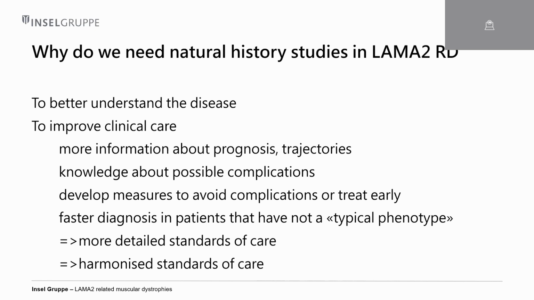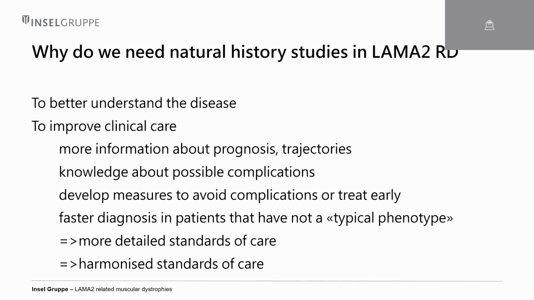And if we know more about the disease and more about the spectrum, it's also easier to diagnose a patient who has maybe not the completely typical phenotype. So this is also something that we will learn when we have more patients or more information on more patients. And at the end, this can also give information to have more detailed standards of care. Regan has already shown the standards of care of congenital muscular dystrophies, but it would be nice to have LAMA2 standards of care.